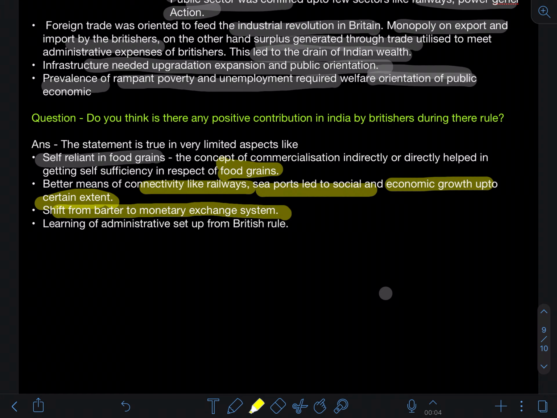Apart from that, we learned how to set up an administrative system under the British rule, because they were quite systematic, no doubt. The way they planned things, the way they planned to take the raw material from India to their own country and then bring it back. So we came to know what an administrative system is and how it should be set up, right? So these are the few blessings at the time of the Britishers, right? So this can be asked in the 4 marks.